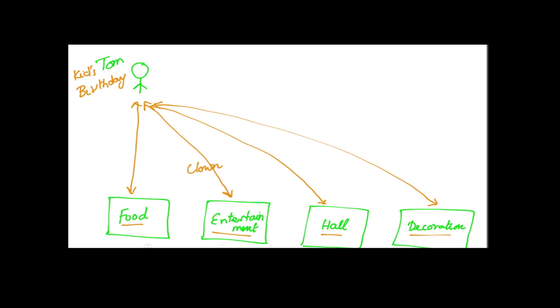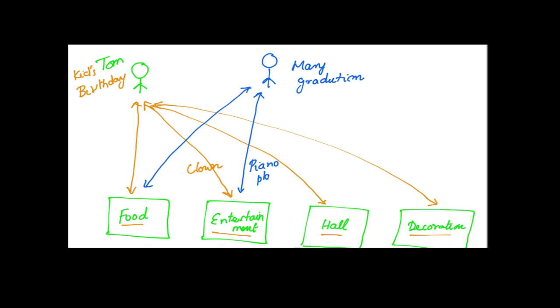At the same time, we may find that another person, let's call her Mary, she is graduating, so she wants to celebrate her graduation. And she may then get food from the same food company, get a piano player from this entertainment company, and get a location, and maybe she doesn't need decorations. So here on the top are the client side, and here are the service providers.